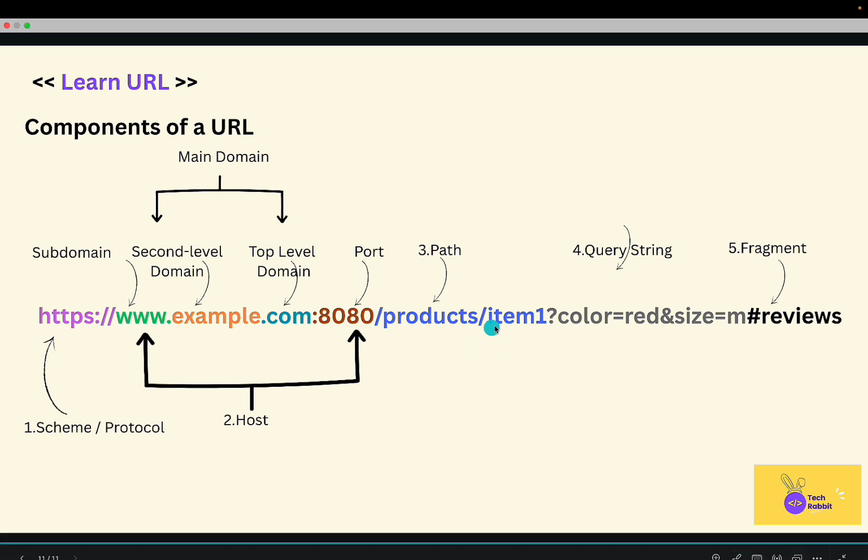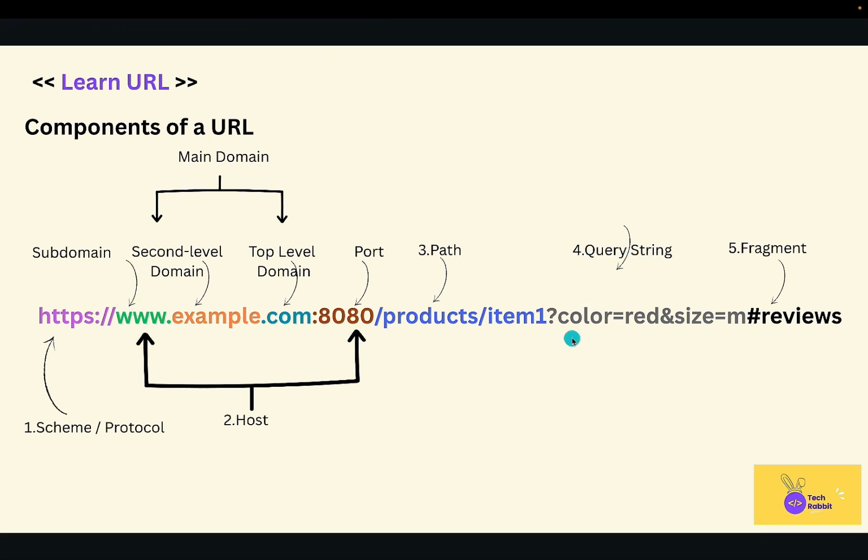The fourth part of the URL is the query string. Query string always starts with a question mark, and each query string has a key and value pair, separated by the ampersand. Basically this query string provides parameters for the request. So in this example, we have 2 key value pairs, which are color equals red and size equals M. It starts with the question mark and is separated by the ampersand.